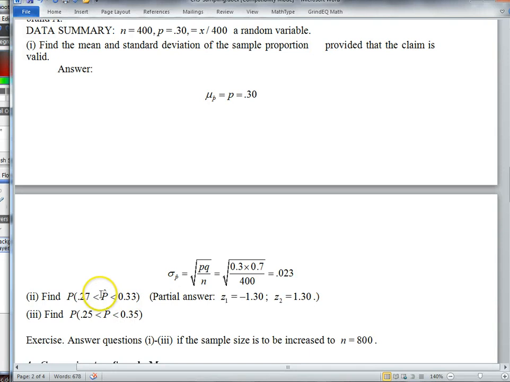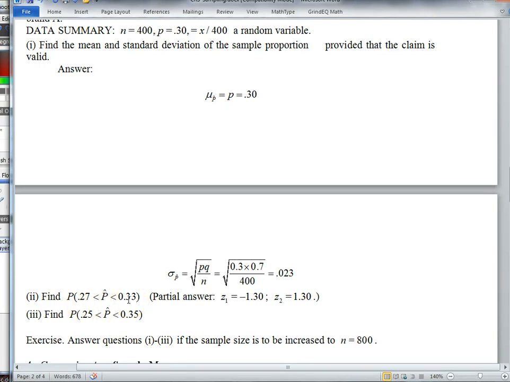So now I know that np and nq are each more than 5, because n times 0.3 is more than 5, and n times 0.7 is more than 5. So I can use the central limit theorem and convert this into a Z problem. First I need the z-score of 0.27 and the z-score of 0.33.